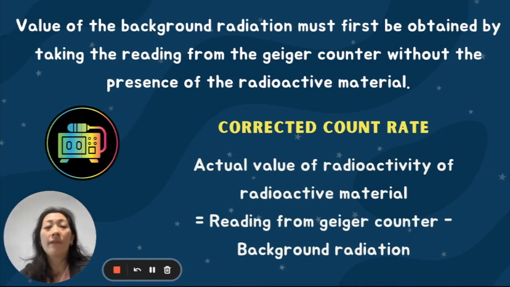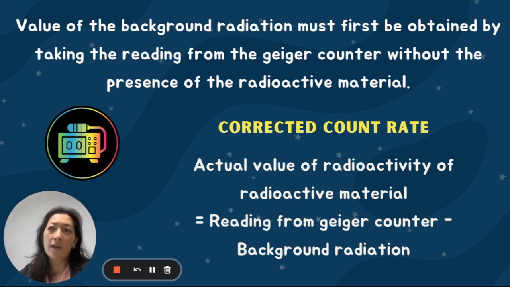So in order to do that, first of all, we need to obtain the value of the background radiation. So first of all, switch on the Geiger counter without the presence of the radioactive material. When we do this, we have to take the value of the background radiation of that position where we are at. So let's say, for example, we're out in the field and we found a piece of radioactive material and we want to determine, okay, what's the level of radioactivity of that material? But before we even do that, we need to know what the background radiation is. That means without that radioactive material near the machine, switch on the Geiger counter and take the reading. Okay, what is the reading of this area's background radiation?